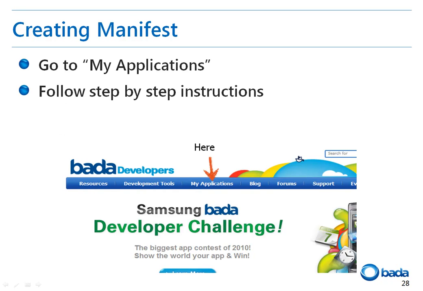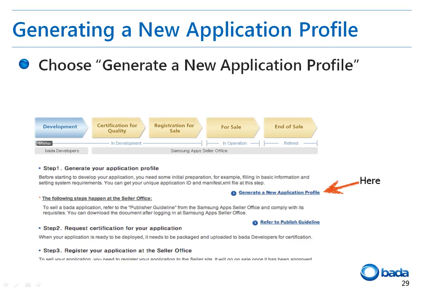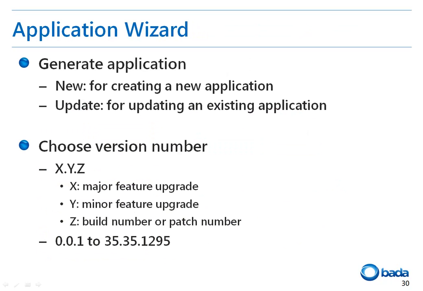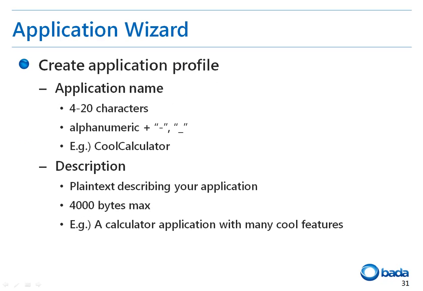After logging in, click the Generate a New Application Profile button in the My Applications tab. Then you have to specify whether it's a new application or an updated application according to your needs. After that, you have to set the version number. The version number consists of major, minor, and build numbers. Next, set the name of the application and write a description. An application name can be between 4 to 20 alphanumeric characters and the special characters like dash and underscore.